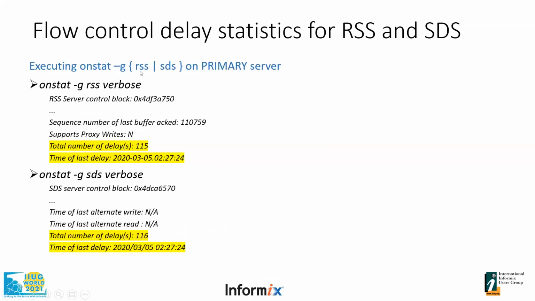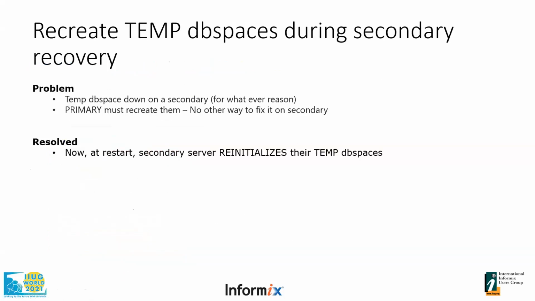Now what we have added is that on the primary side, we have added these 2 parameters. This parameter says how many times the primary has held back, or rather, how many times it has delayed sending logs to the secondary servers, right? So that's going to give some inputs as to why the RSS server or SDS server is not catching up.